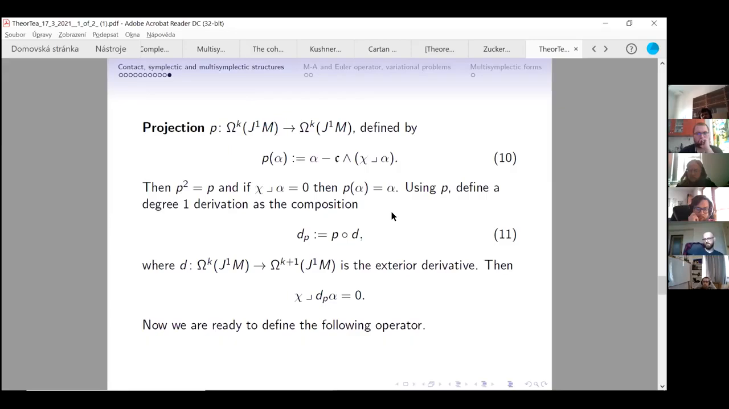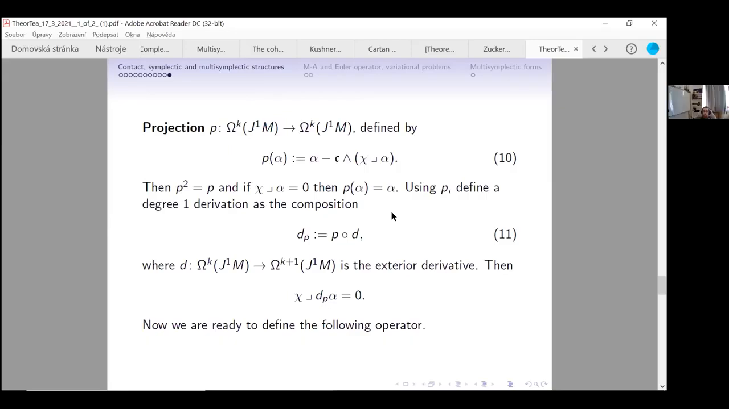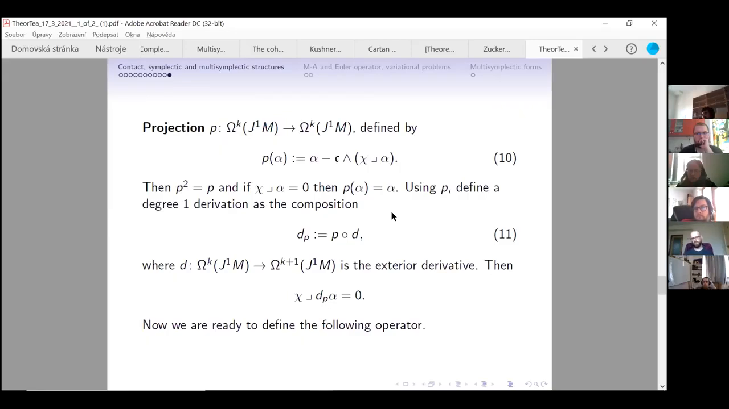And then we can define by (11) the projected derivative. And why do we do so? Because if we take a form which is degenerate along the Reeb field, and if we compute the exterior derivative, the property of being degenerate along the Reeb field is not preserved by the standard exterior derivative. So we need to consider this simple composition, this projected derivative.